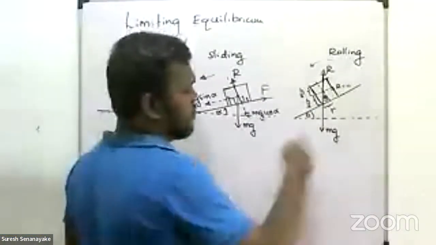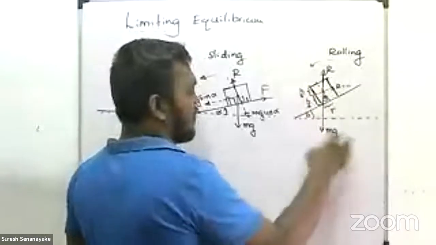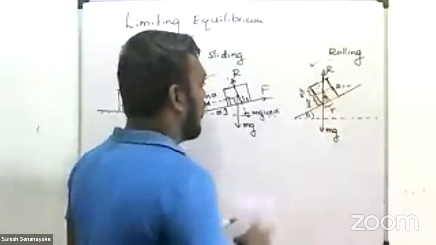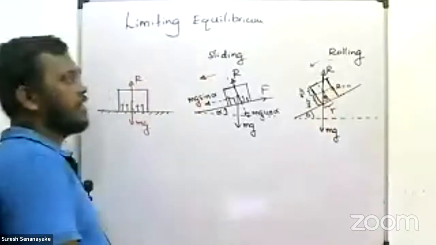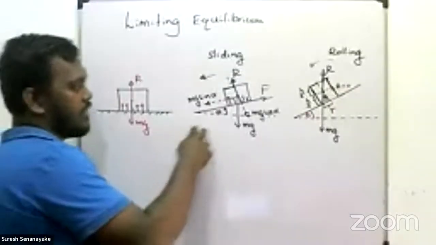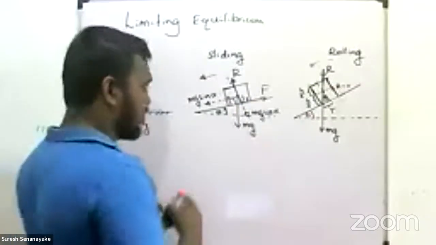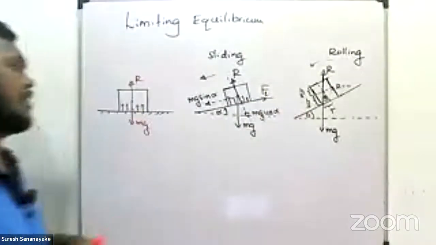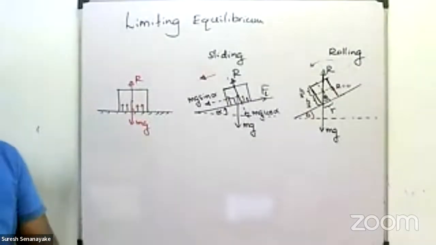After this point, it will roll due to the moment of the weight of the block. And this point is sliding. In this case, the maximum friction which can be obtained between the block and the surface equals the component of the weight.